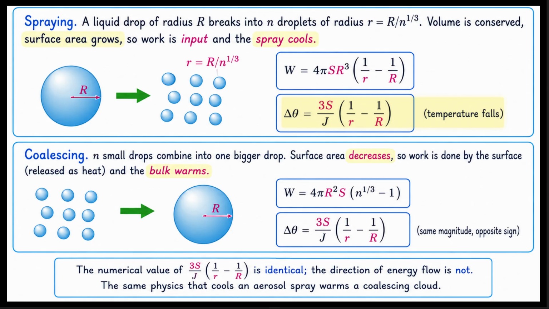The spray cools. In coalescing, n small drops merge into one bigger drop. Total surface area decreases, so the surface does work on the surroundings, energy is released as heat, and the bulk warms up. The temperature change has the same numerical value, 3S over J times 1 over r minus 1 over R, but with the opposite sign. The same expression, the same physics applied in opposite directions. Cooling an aerosol and warming a coalescing cloud are the same law, read forward or backward.